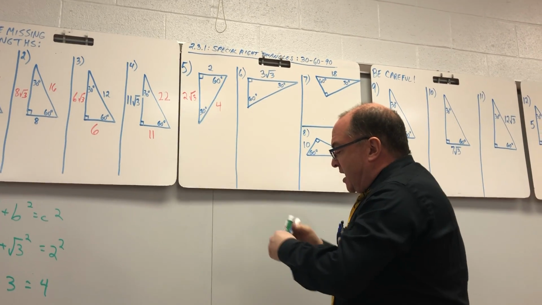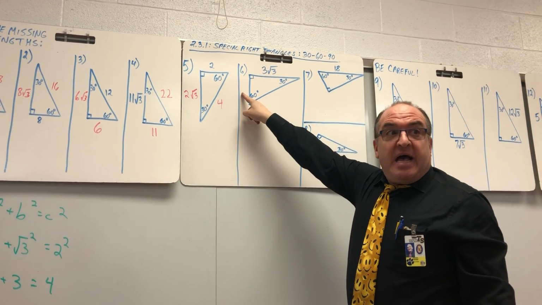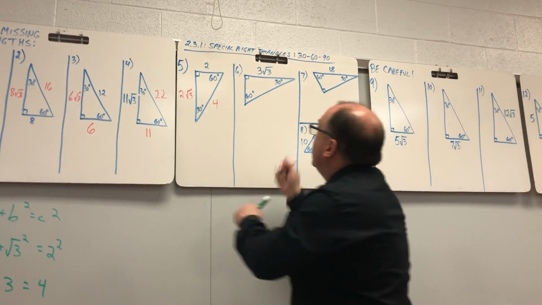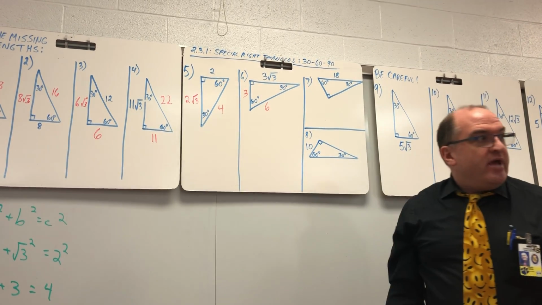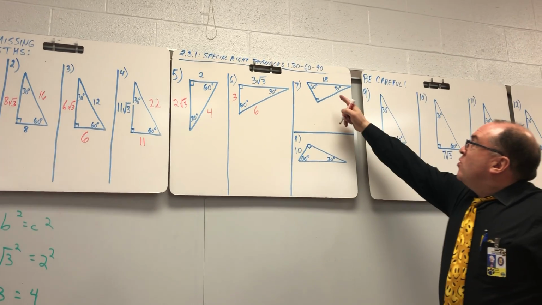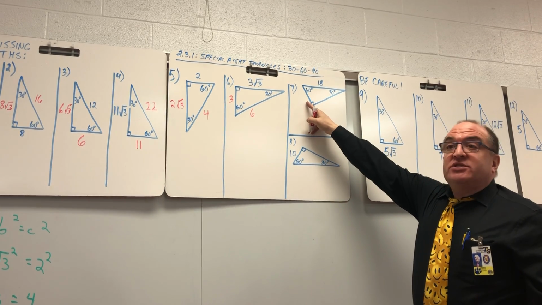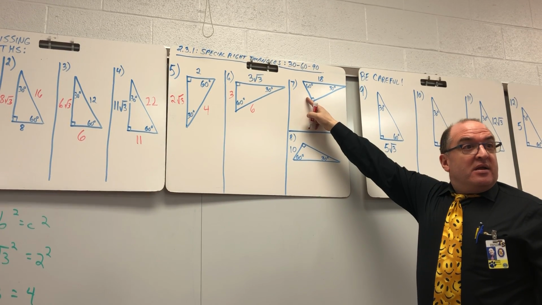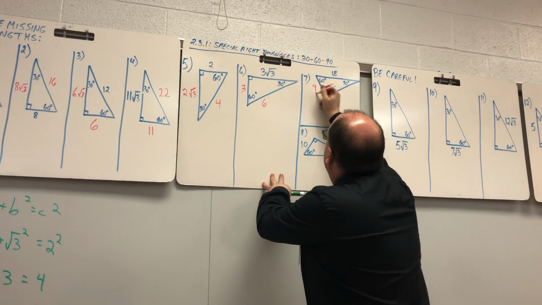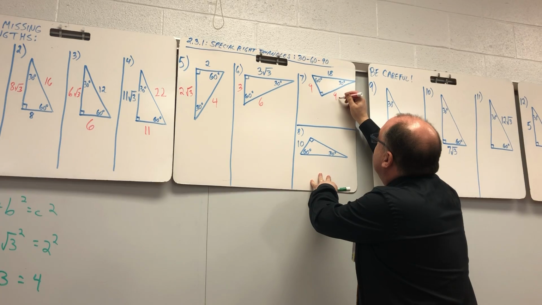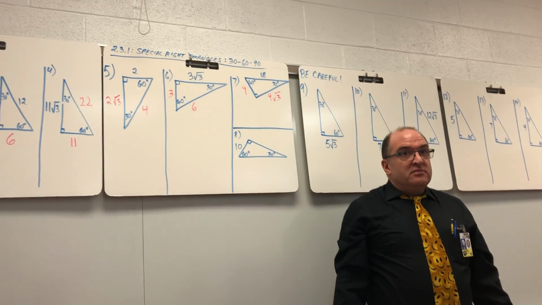What if this long leg is 3 square root of 3? The bottom, the short leg, is 3, and the hypotenuse is 6. Everyone okay there? Yeah. What if the hypotenuse is 18? What's the short leg? 9. And this guy is 9 square root of 3. Everyone okay there? Okay.